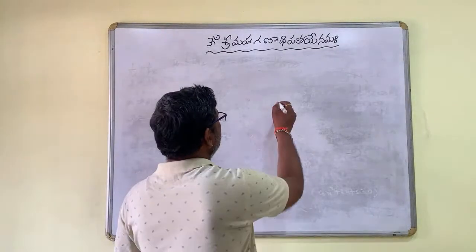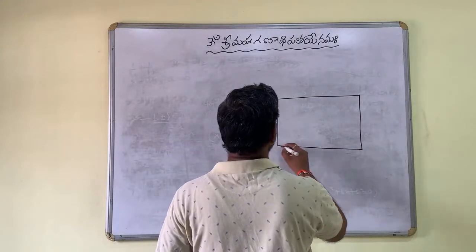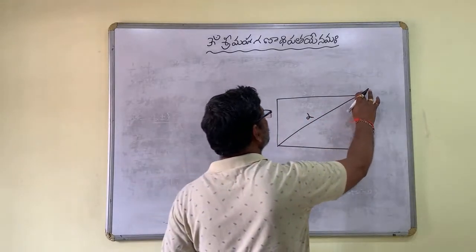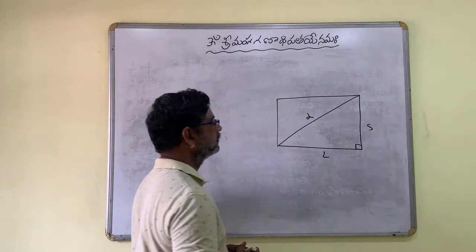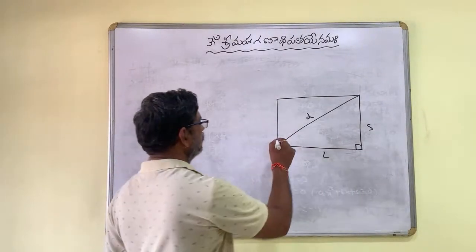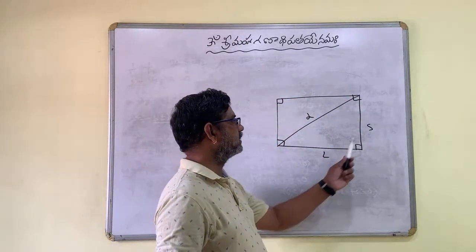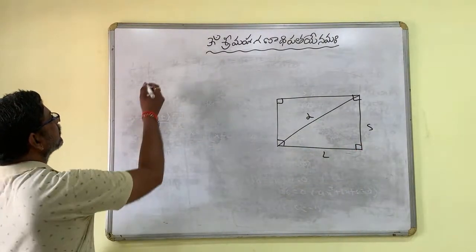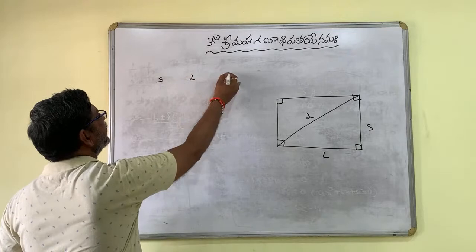There is a rectangular field. This is a diagonal. This is the shorter side and this is the longer side. Okay. This is the rectangular field. This is the longer side, this is the shorter side and this is the diagonal. What is given? Shorter side, longer side, diagonal.